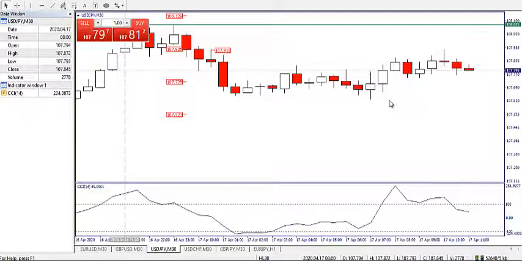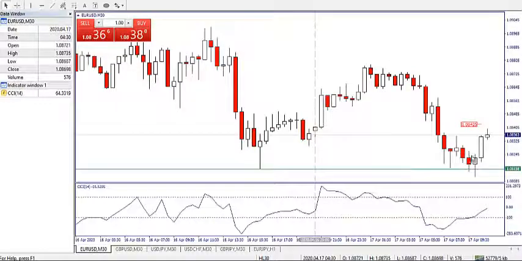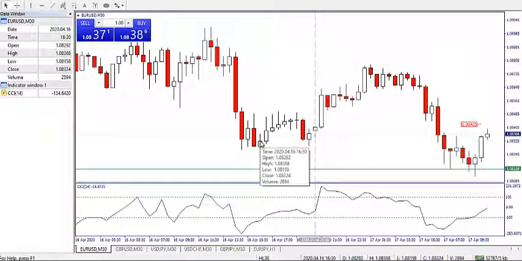So let's review the others. This one's still in play for me. So we're looking at the euro dollar. So let's review. The euro dollar, there's yesterday's low. That low is 15.